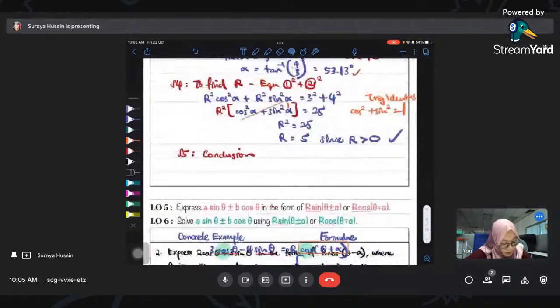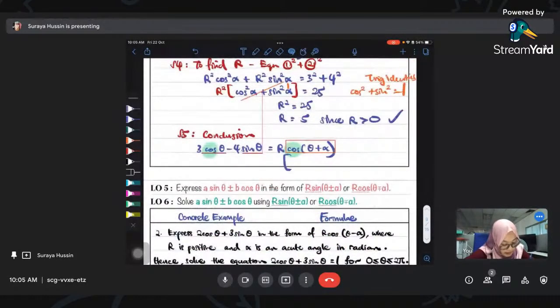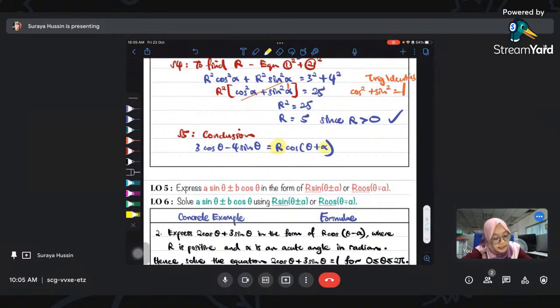And maybe I should delete this. Ni saya nak buang ni. Saya buang ni. Saya delete ni. Kotak-kotak ni buang. And then apa yang saya perlu cari adalah saya dah cari apa? Saya dah cari my R and also my alpha. So this is the purpose of conclusion. This is the purpose of writing conclusion.